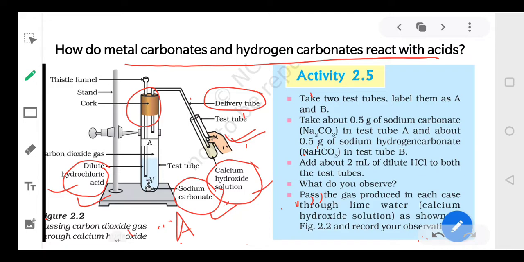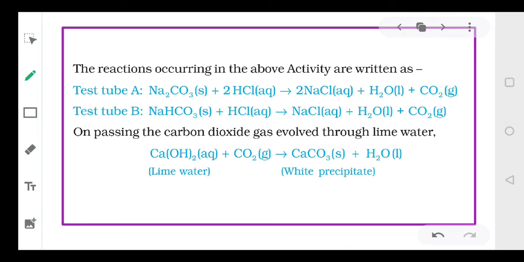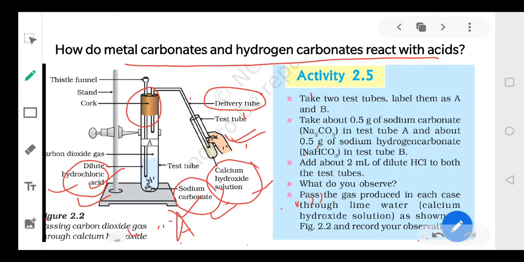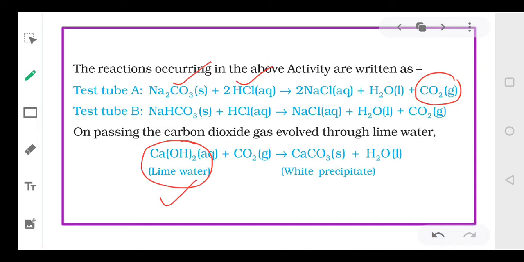Now we have 2 things, HCl and sodium carbonate. ओके स्टूडेंट्स, अब देखिए पहली टेस्ट ट्यूब में क्या होगा. हमारे पास सोडियम कार्बोनेट है और HCl है. The gas which is produced is CO2. कौन सी गैस प्रोड्यूस होगी? CO2. Now this gas we will pass through lime water. जो हमारी दूसरी टेस्ट ट्यूब हमने इन्वर्टेड करके लगा रखी है उसमें लाइम वाटर है. This contains lime water. So गैस CO2 प्रोड्यूस होगी, और हम उसे कैल्शियम हाइड्रोक्साइड में पास करेंगे.